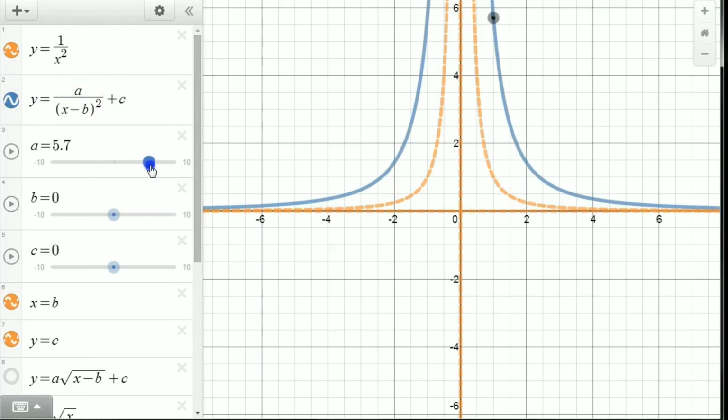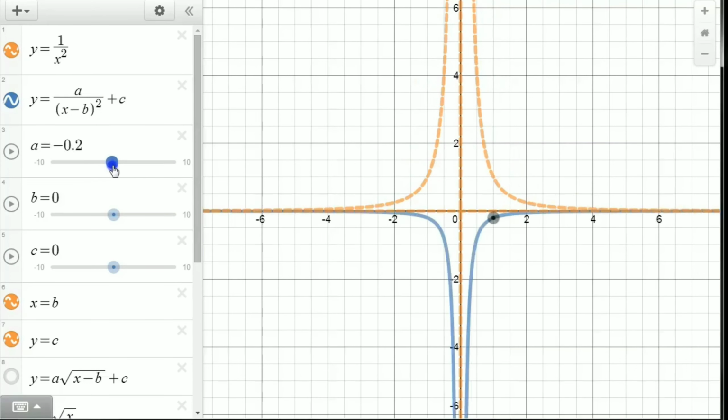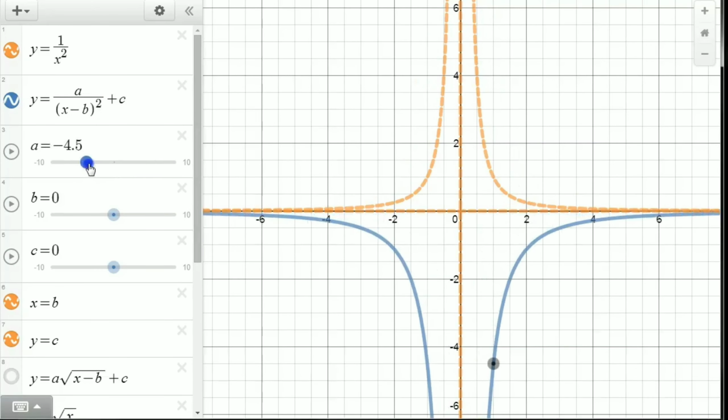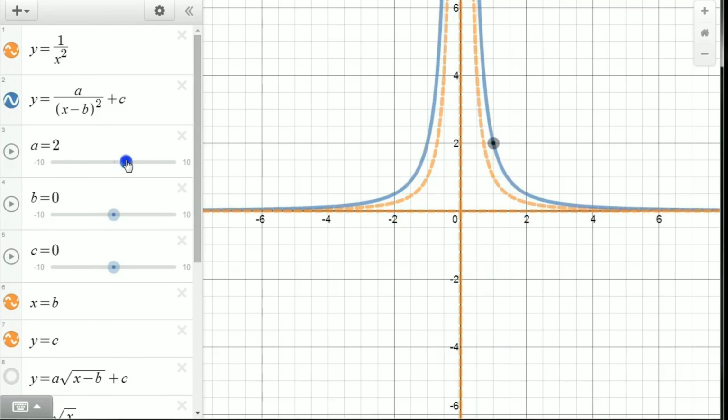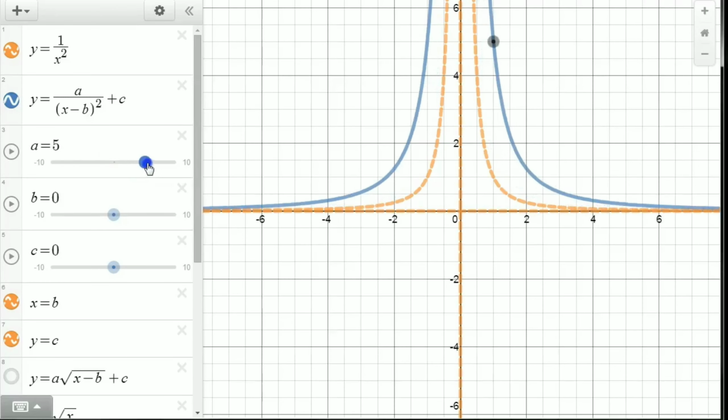Again, changing a will change the width of the graph, and making a negative will flip the graph upside down. Let's have a look now at the graph when a is 2. Again, from this point here, we have x equals 1. With b equals 0, we have 2 over 1 squared, which will give us 2. And so as we change the value of a, this point here will be dilated or magnified up and along the y-axis, as we can see here.